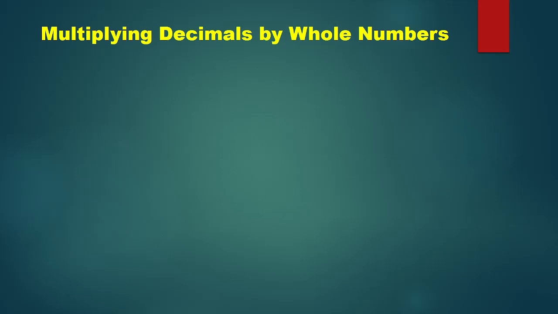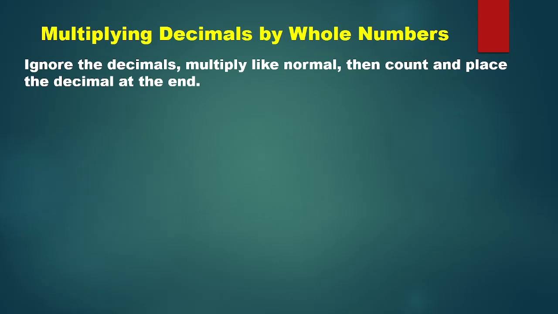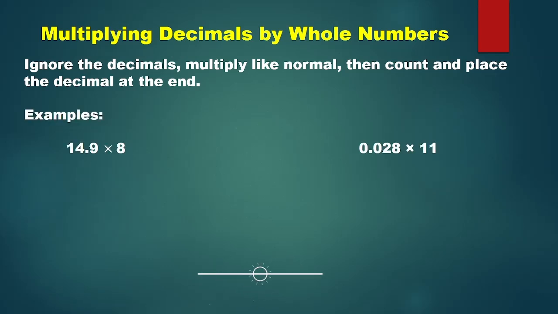Now, when multiplying decimals by whole numbers, it's even easier. Ignore the decimal, multiply like normal, then count and place the decimal point at the end, just like we did in the previous one. So let's take some examples. In this case, 14.9 is the same thing as just 149 multiplied by 8. So I ignored the decimal point.